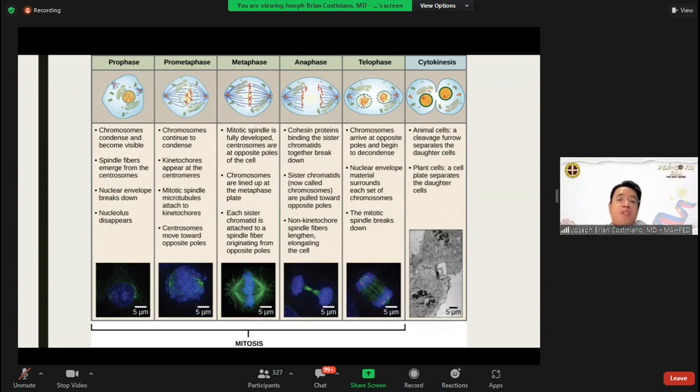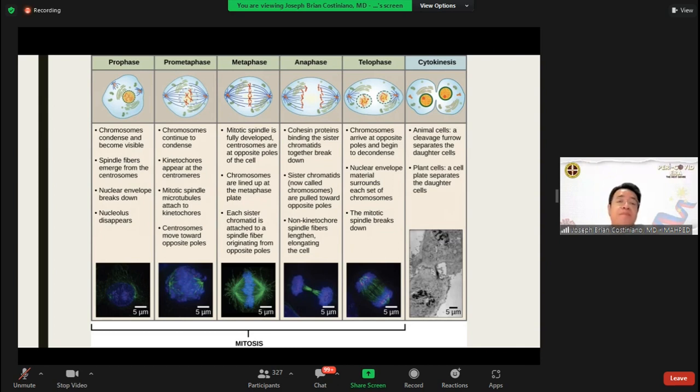Okay? Opposite poles. And yung poles natin is your kinetochore. Okay? Your kinetochore. Meanwhile, your telophase is marked by the arrival of your chromosomes. Nasa opposite poles na siya. And then your nuclear envelope begins to surround, no, the new set of chromosomes, and the mitotic spindle begins to break down.